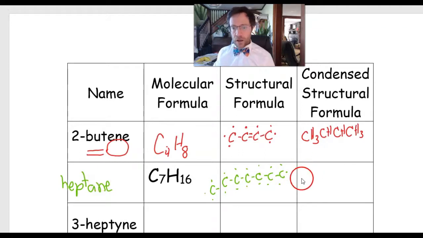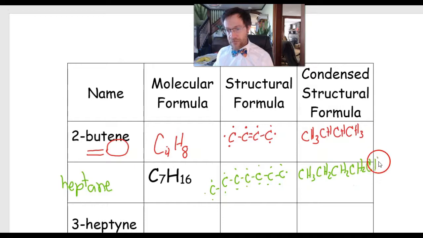So condensed structural formula. Here's how we do. The first carbon has 3 hydrogens. Second has 2. Third, 4, 5, 6. And the last one, oops, like that.